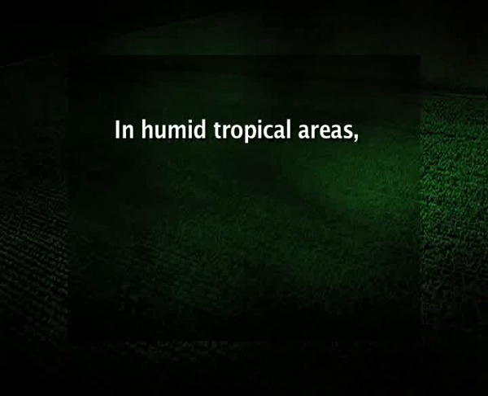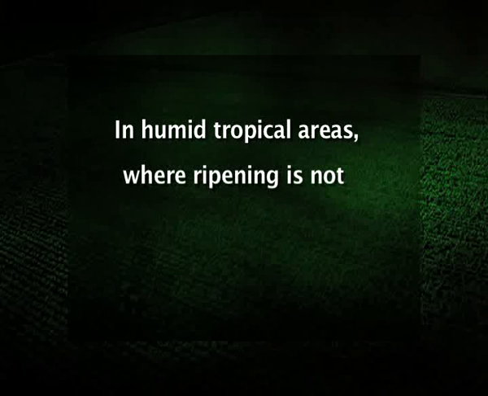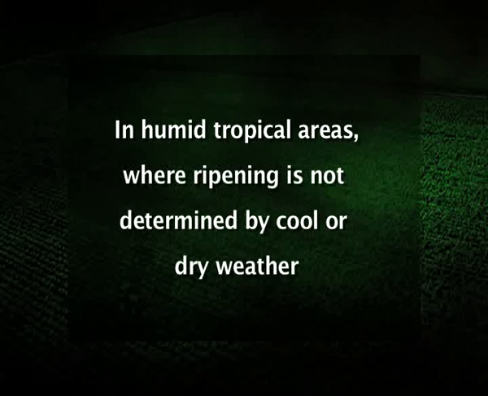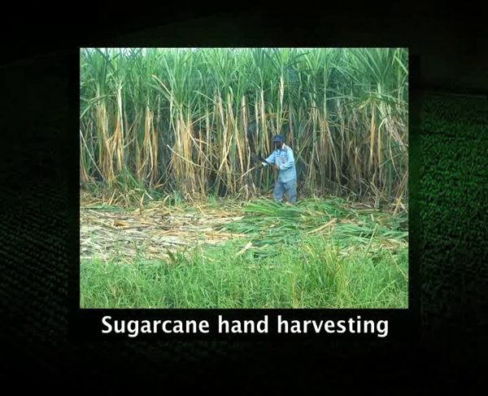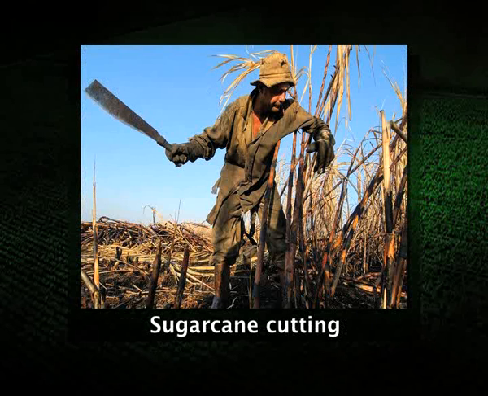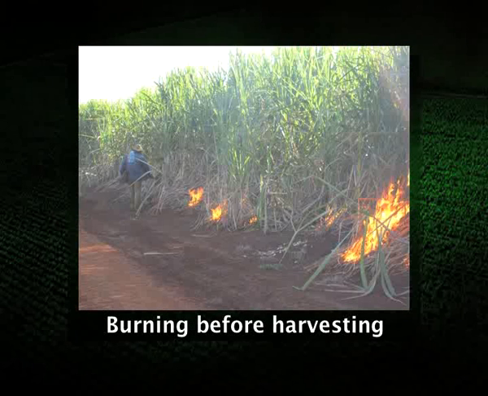In humid tropical areas, where ripening is not determined by cool or dry weather, the entire crop can be made to ripen at a chosen time by the use of a chemical treatment. Cane is still often harvested by hand. The stems are cut off near the ground with a heavy knife, the green tops are cut off and the leaf sheath stripped off. The work is made easier by burning the fields before the harvesting.